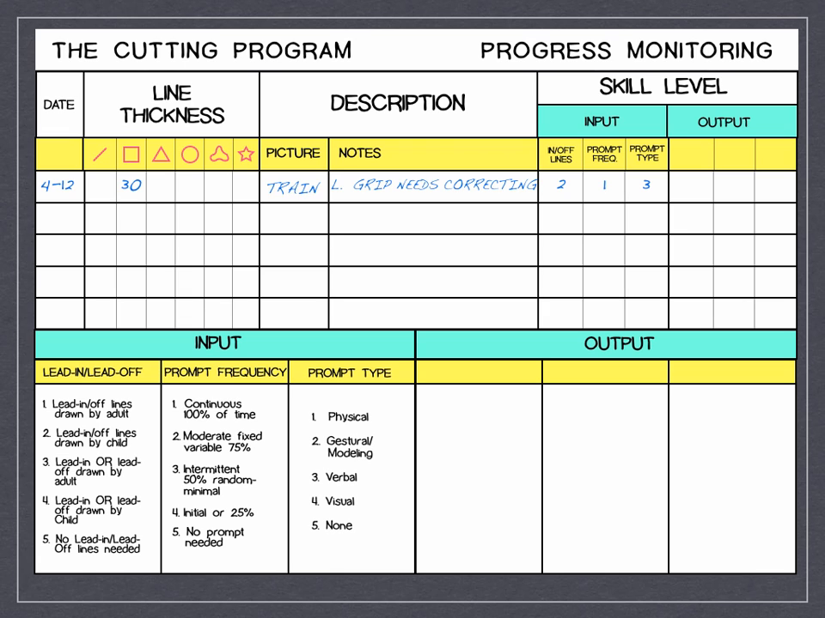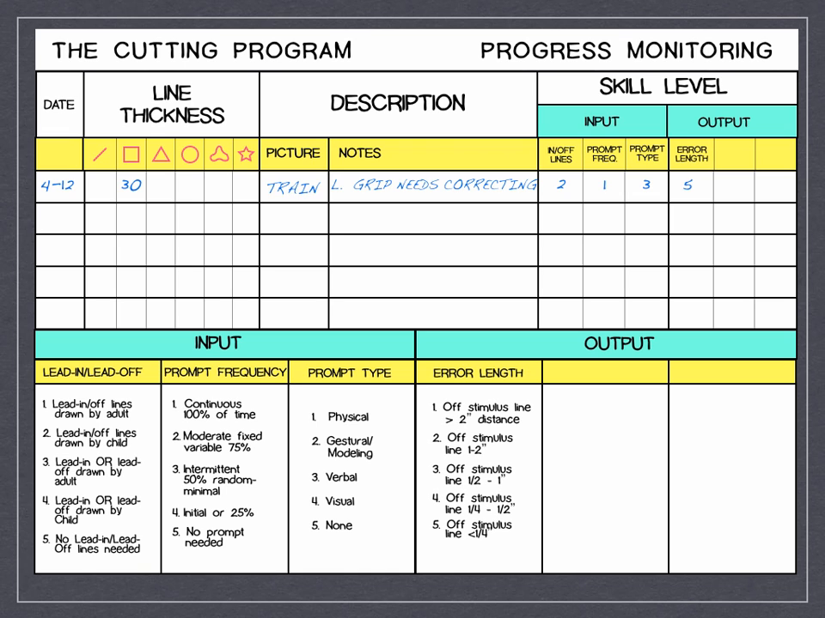Prompt type indicates whether physical assistance is needed, or if the child responds to modeling, verbal cueing, visual samples, or none of the above. Sometimes several prompt types may be used, so the therapist would write a couple numbers.